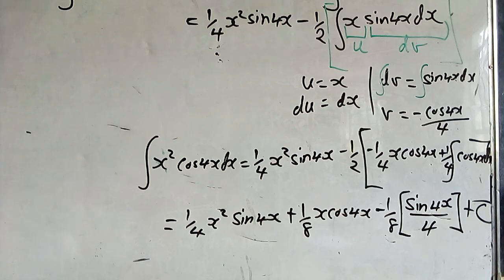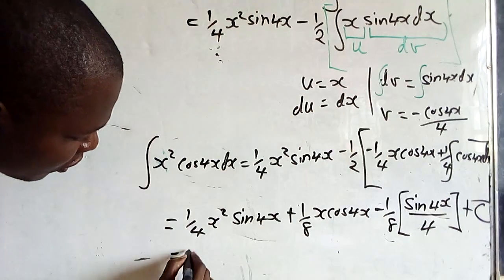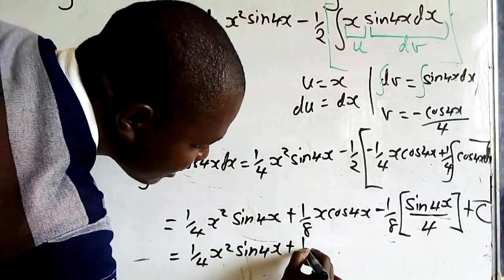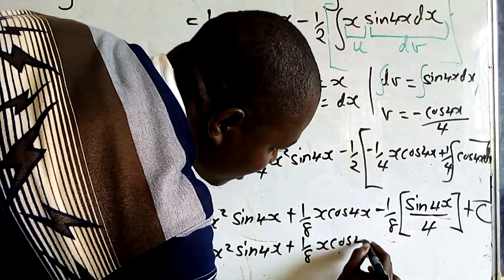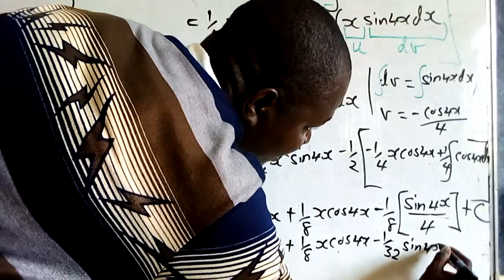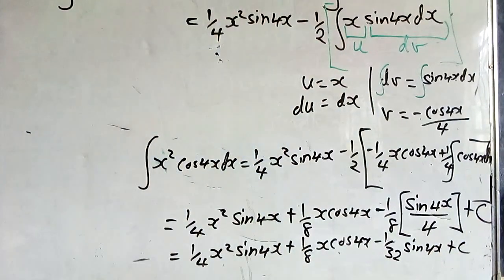So this one is going to be equal to 1 over 4 x squared sin 4x plus 1 over 8 x cos 4x minus 1 over 32 sin 4x plus c. And that is how to solve that problem.